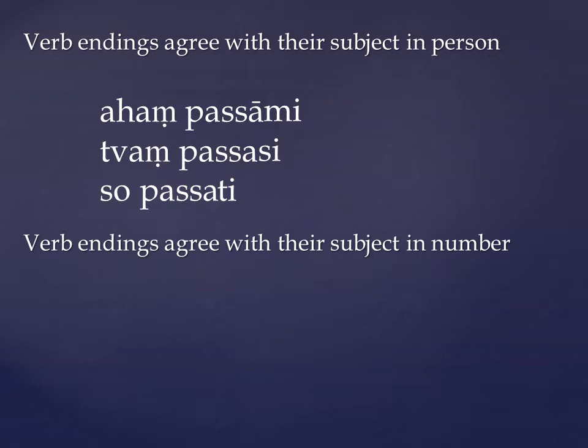For instance, aham passami, I see, tvam passasi, you see, and so passati, he sees. In this way, the verb is made to agree in person with the subject, whether it's first, second, or third person. If the subject is I, the verb ends in mi.